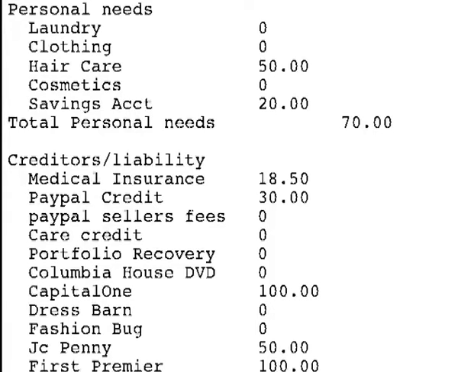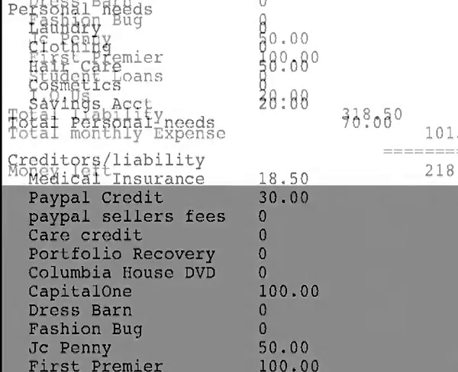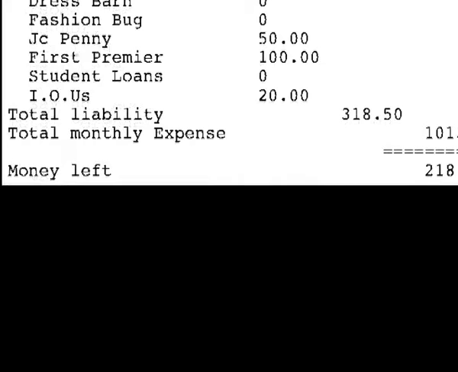Okay, now we get to the personal needs. We only have the debt of owing for the hair care for $50. The savings account, $20 a month deposit. Then we get into liabilities, at least some of them. Medical insurance is $18.50. PayPal credit is $30. We also owe money to Capital One for $100 each month. JCPenney is $50. After JCPenney, we also owe First Premier $100 each month.